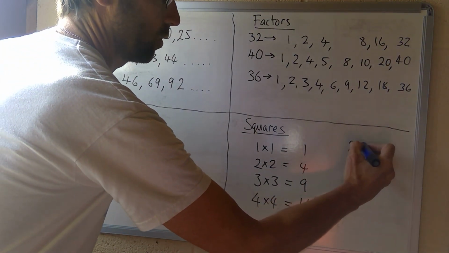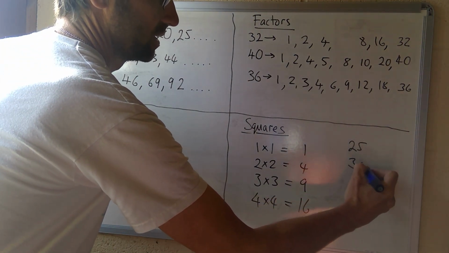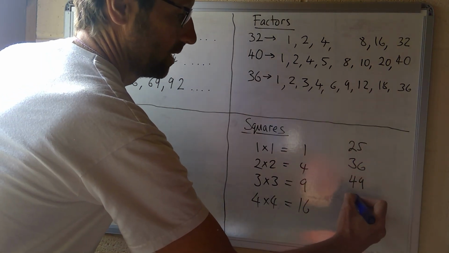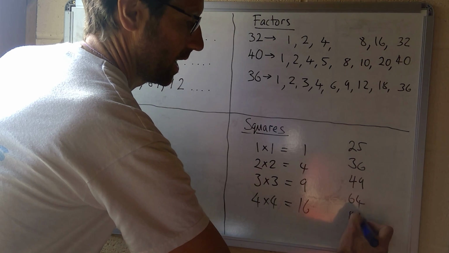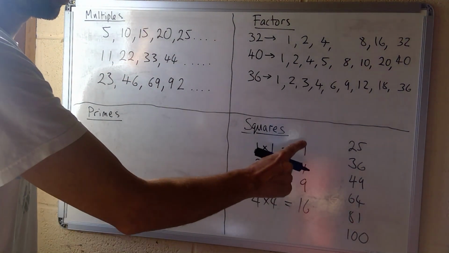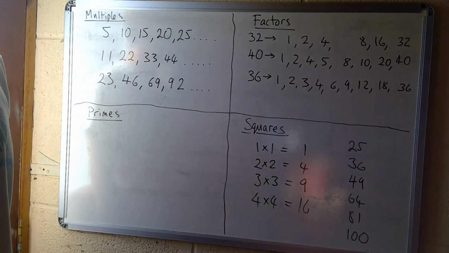The next few squares are 25, 6 6s are 36, 49, 64, 81, and 100. It's really good to learn the squares, or the square numbers, up to 100.